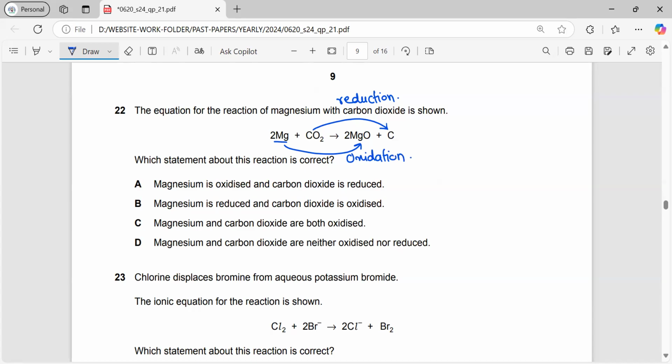Now, let's see the statements. Magnesium is oxidized and carbon dioxide is reduced. Magnesium is undergoing oxidation, so it is oxidized, it gains oxygen. And carbon dioxide is losing its oxygen and becoming carbon, so it's getting reduced. So option A is correct. The other options say magnesium is reduced and carbon dioxide is oxidized, which is wrong; magnesium and carbon dioxide are both oxidized, wrong; and magnesium and carbon dioxide are neither oxidized nor reduced, wrong. A is the correct answer.